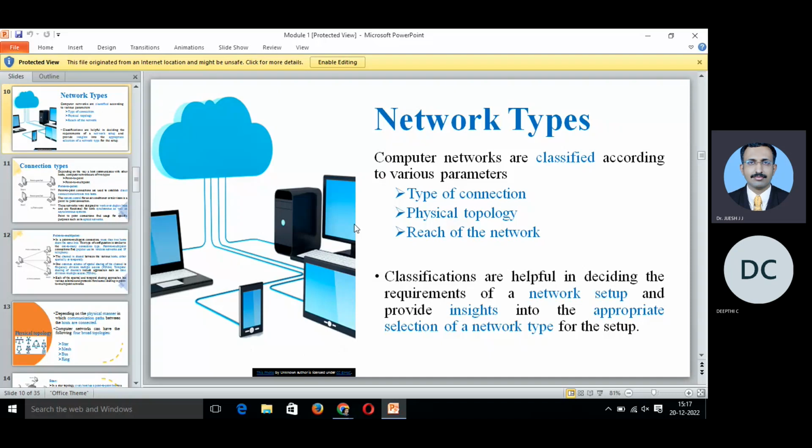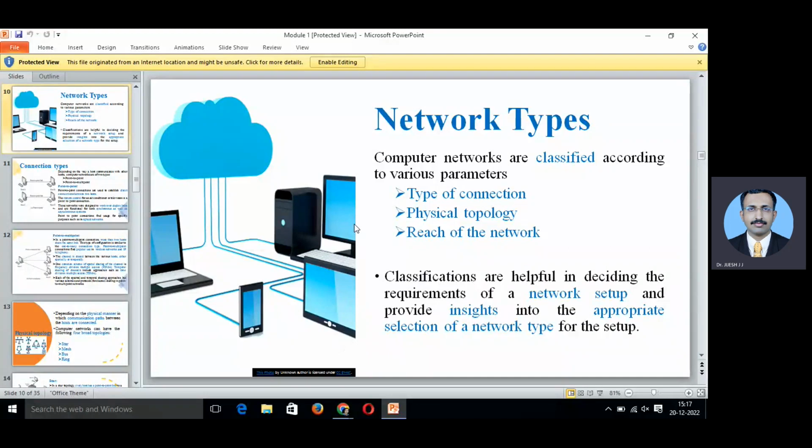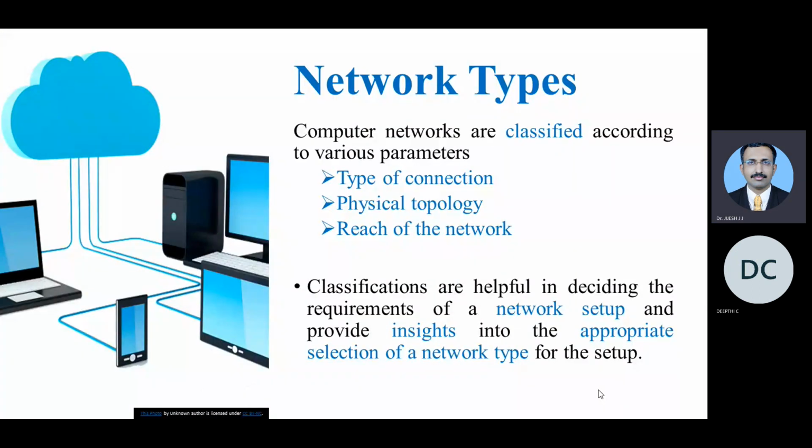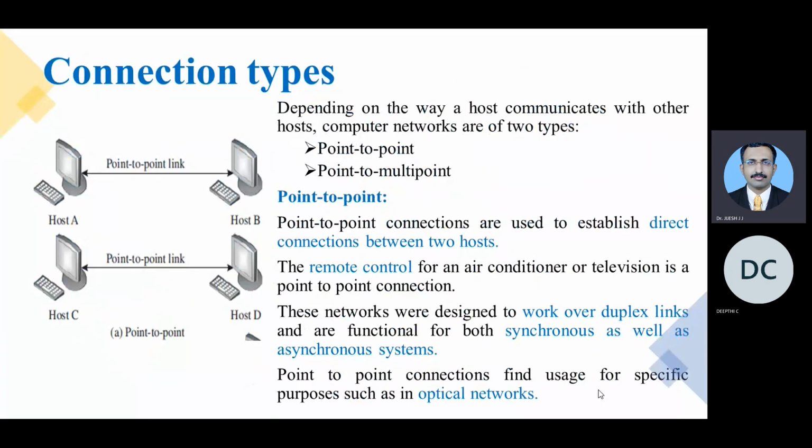So last class, what all things we have studied, we have started with the Internet of Things in the introduction. We have also seen the types of network types. So what are those network types? Type of connection, physical topology, and reach of network. So we were discussing these things. Yes, this we have completed in the last class.